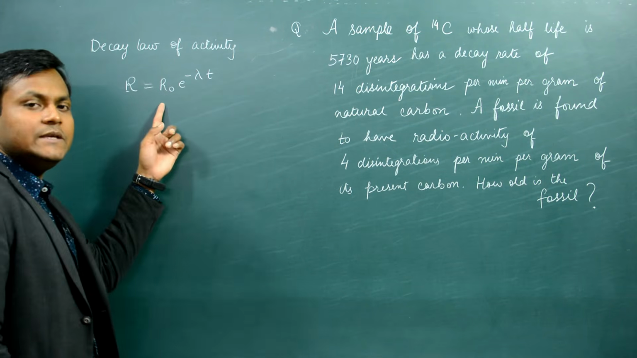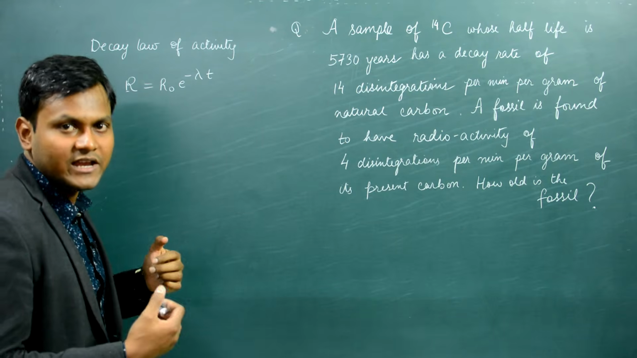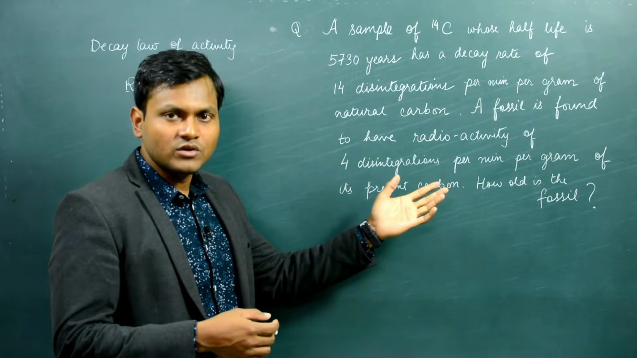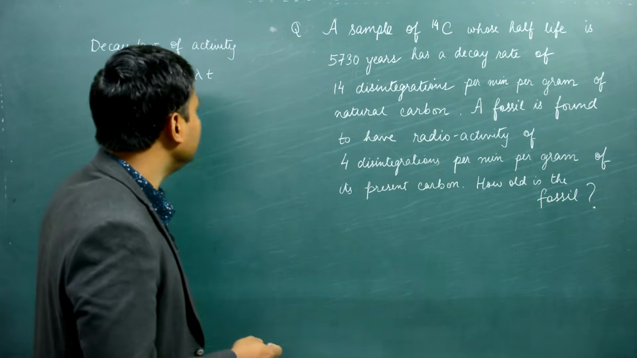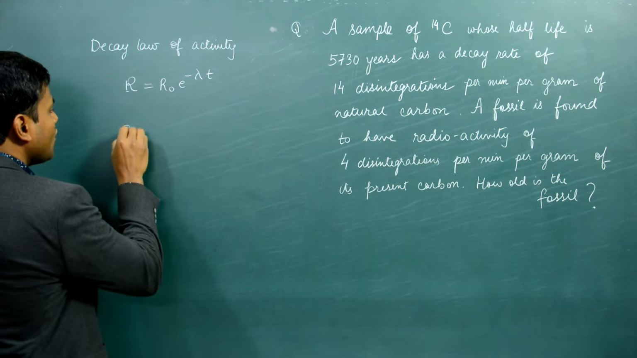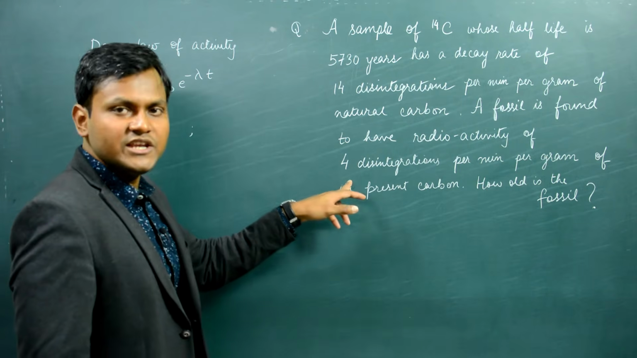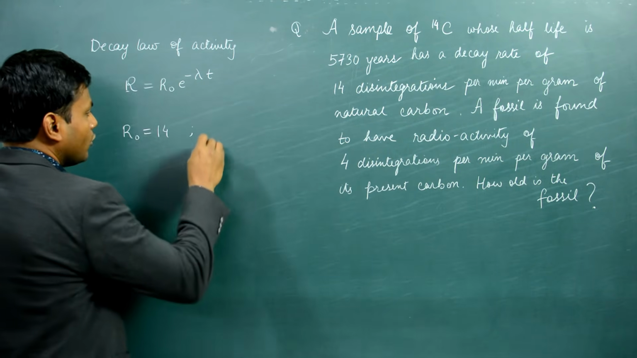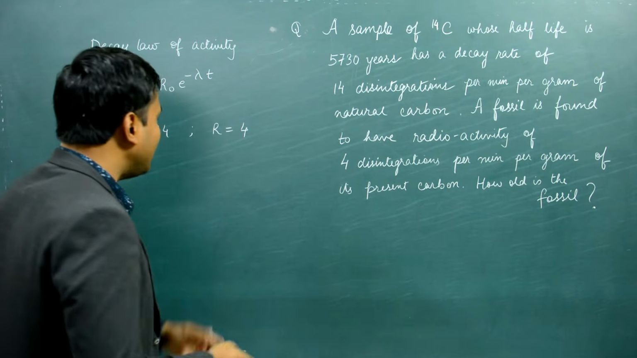R naught is the disintegration rate initially, and R is the disintegration rate right now. By looking at the fossil, the disintegration rate initially was 14 disintegrations per minute. So R naught was initially 14, but now the disintegration rate has become 4. So R is basically equal to 4, right? Let's just put the values and see what we get.